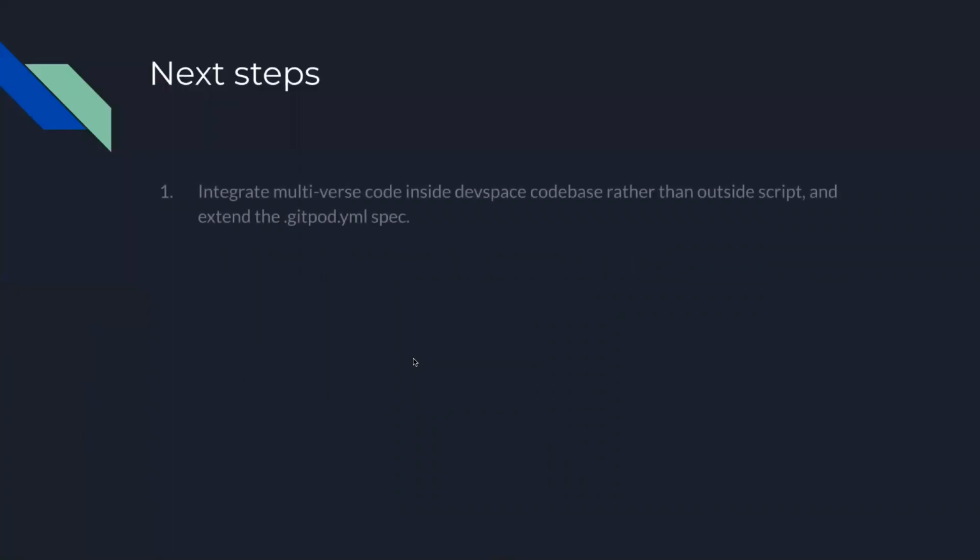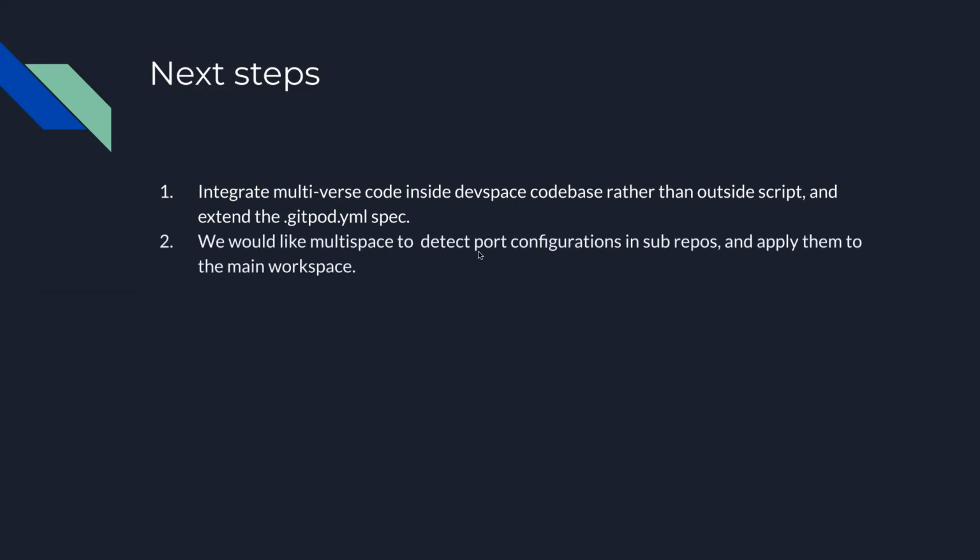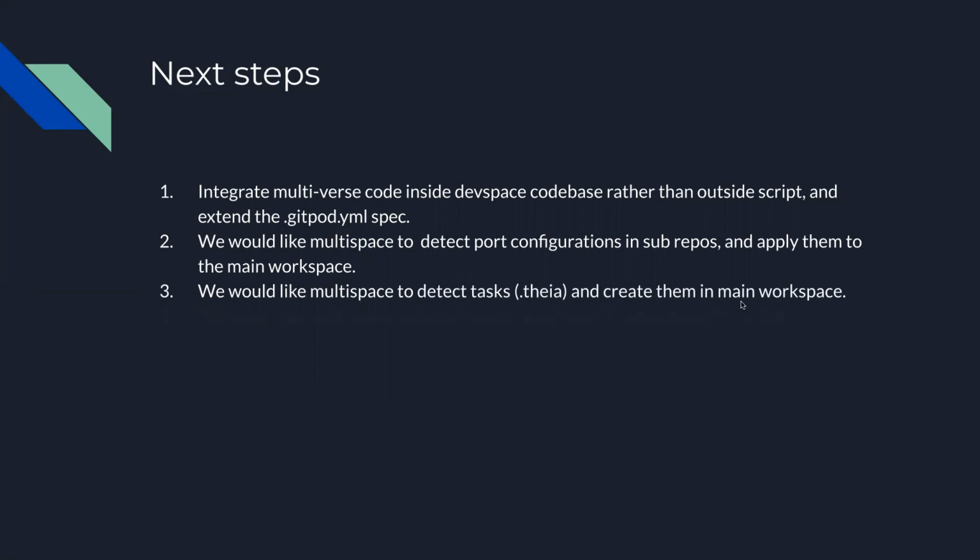What are the next steps? This code, as you saw, is an outside script written on the workspace that I have created. But it would be great if this code could be integrated inside the DevSpace code repository. A few benefits are that we can automatically detect the port configuration in each sub repository and configure the main workspace so that those port configurations are applied. We can also detect the shortcuts and add all those shortcuts to the main workspace.